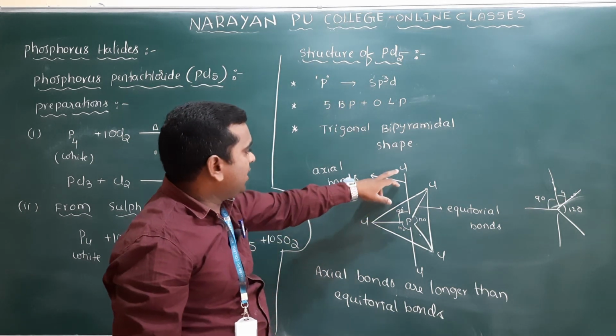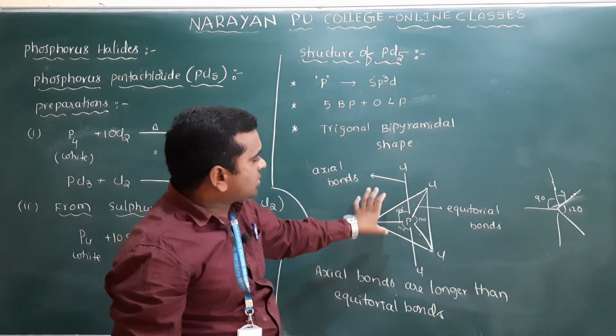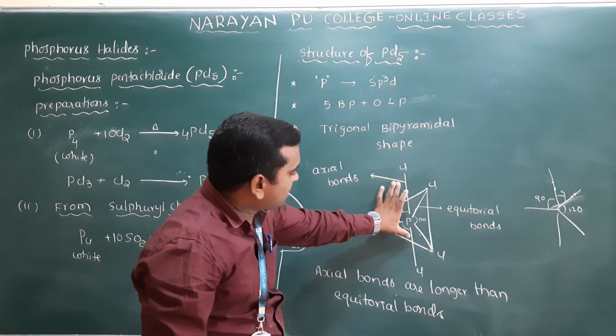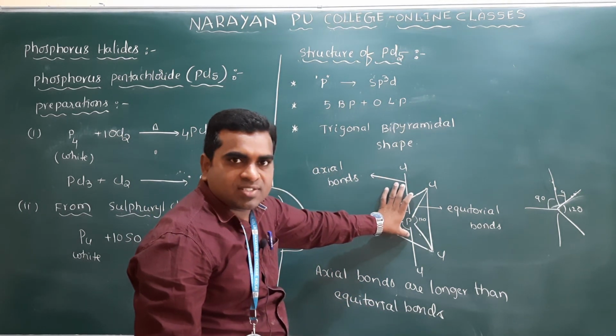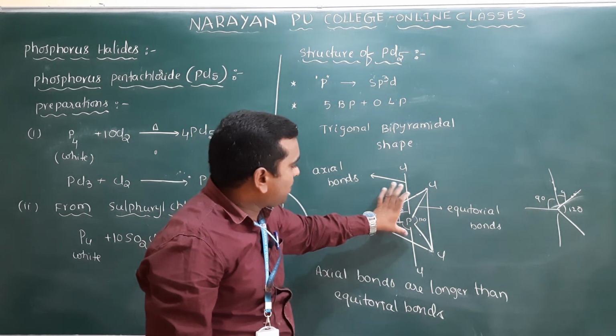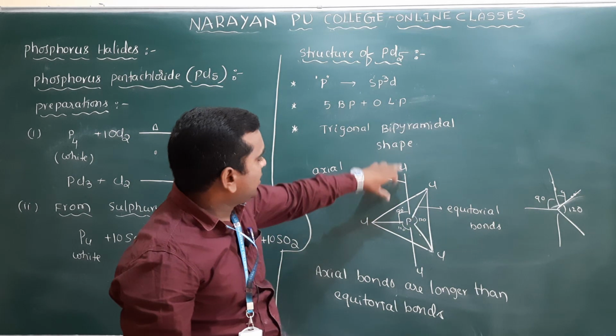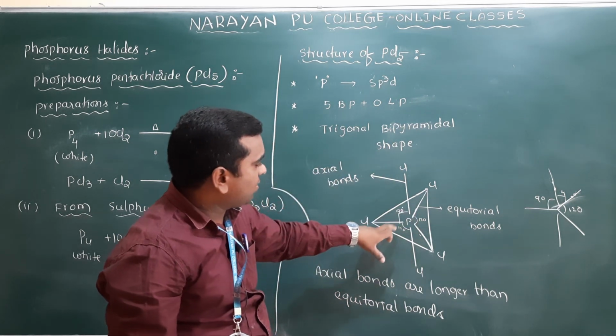They will ask why axial bonds are longer than equatorial bonds. Because the two axial bonds experience bond pair repulsions with the three equatorial bonds. So that's why axial bonds are longer than the equatorial bonds.